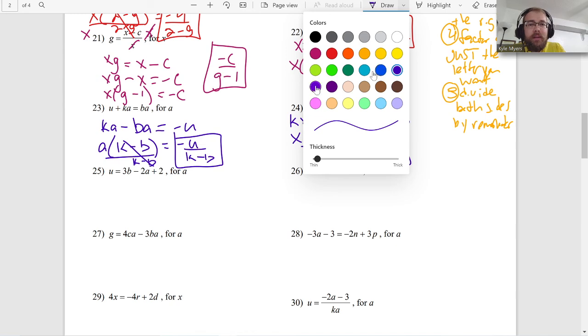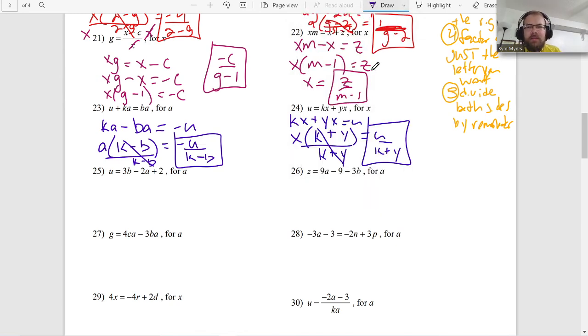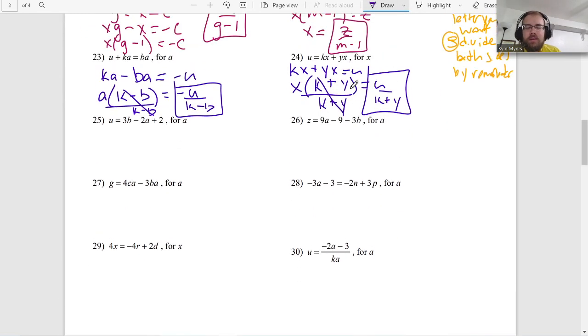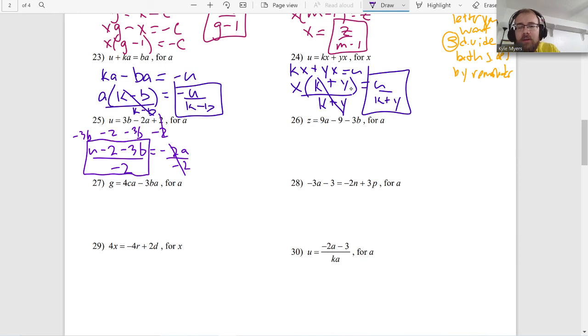All right, we are almost there. There's so many of these, right? So many. All right, we want to solve for a. Oh, there's only one a this time. So this one's going to be not so bad, actually. Subtract 2 from both sides. Subtract 3b from both sides. So I have u minus 2 minus 3b equals negative 2a. Then divide both sides by negative 2. I'm telling you guys, do not simplify more than you need to. That's as far as I would go. That's it.